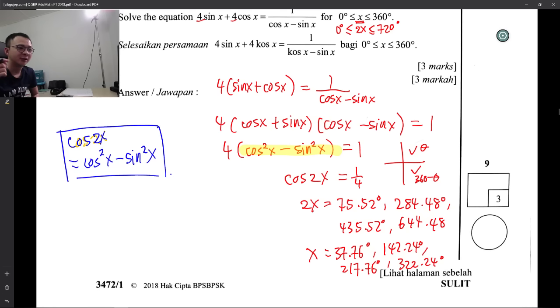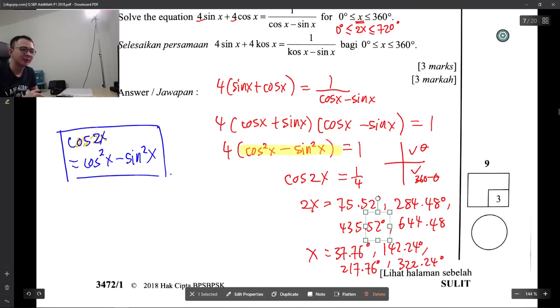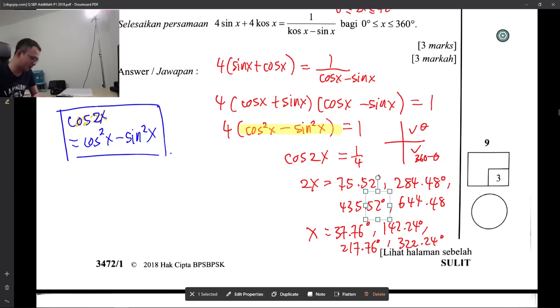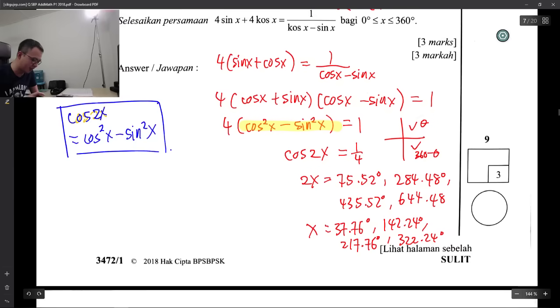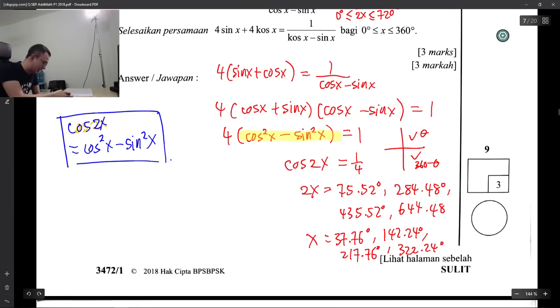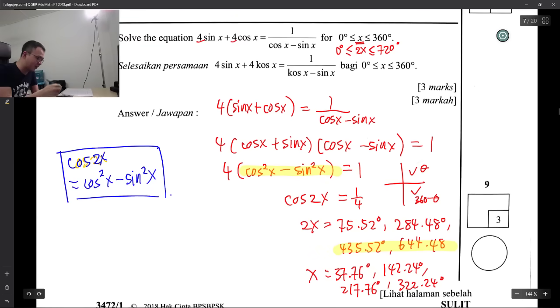So yeah, I hope you can understand. If you can't, then I also can't help. This is quite simple. The answer can be bigger than 360. This one is a bit tricky because a lot of students wonder how come I can get an answer more than 360. But you realize the range given here says that x must be between 0 to 360. But the range doesn't tell you about 2x. So therefore, the question asks you to find about 2x here.